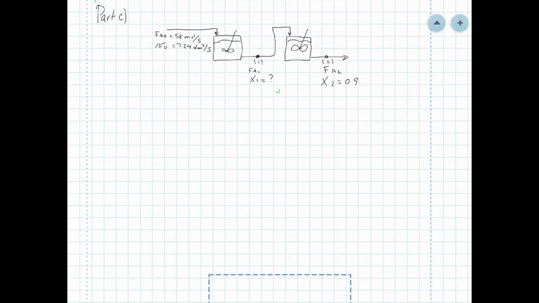So let's view when we have CSTRs in series. We have seen this before in the class. However, let's use it, right? Because we're now incorporating the use of the Damköhler number, and let's walk through the whole process on how to solve reactors in series.